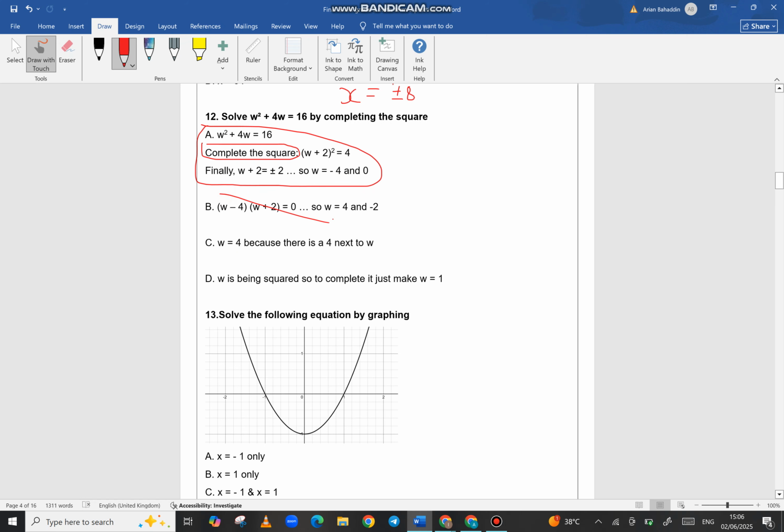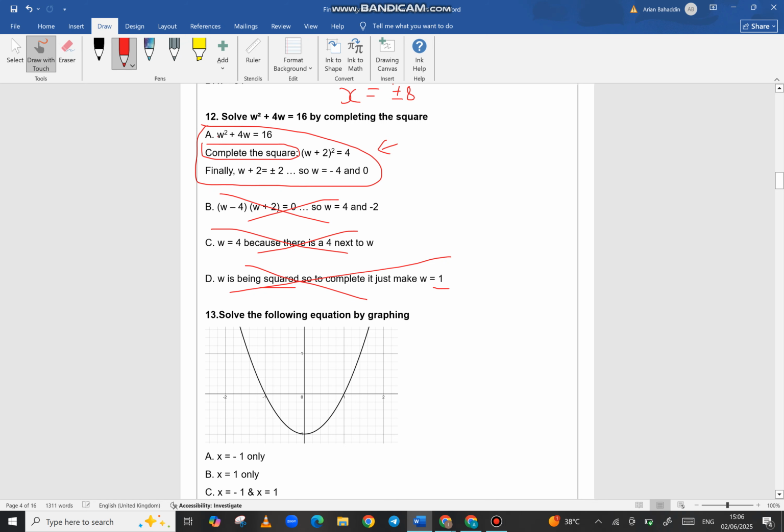This is factoring, so it doesn't work. This is useless information. There is a 4 next to W. What does that mean? Nothing. W is being squared. To complete it, just make it W equal 1, which is also gibberish, doesn't make any sense. Okay, in mathematical terms, makes no sense.